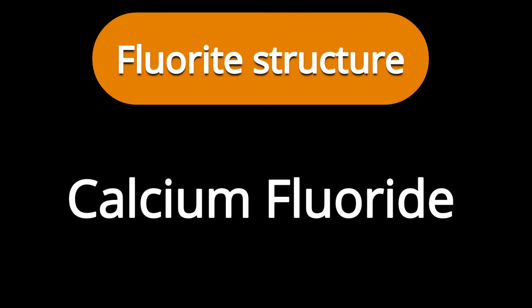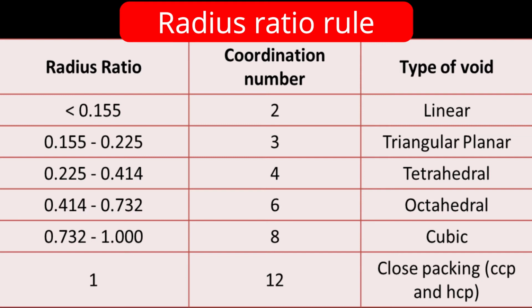As an example, calcium fluoride. We are applying the radius ratio rule to explain the structure. Before the actual explanation of the structure, let us know what the radius ratio rule is. Radius ratio means the ratio of the radius of the cation to the radius of the anion.